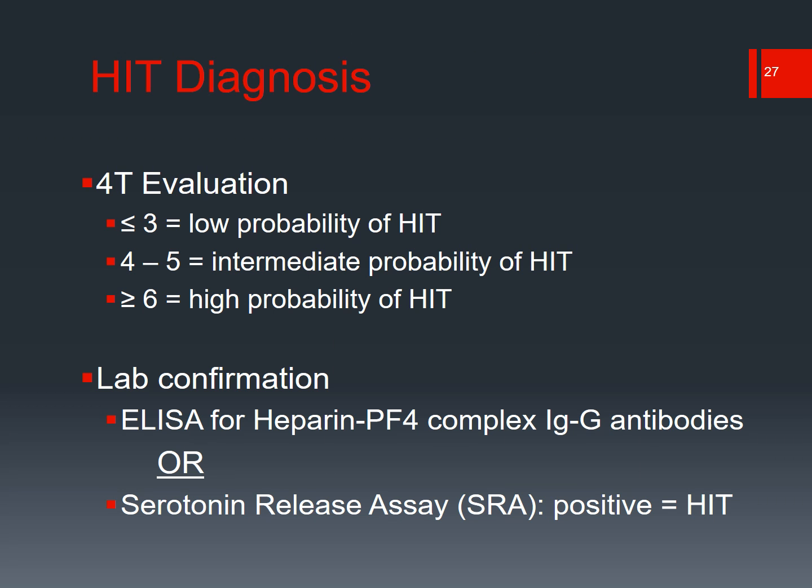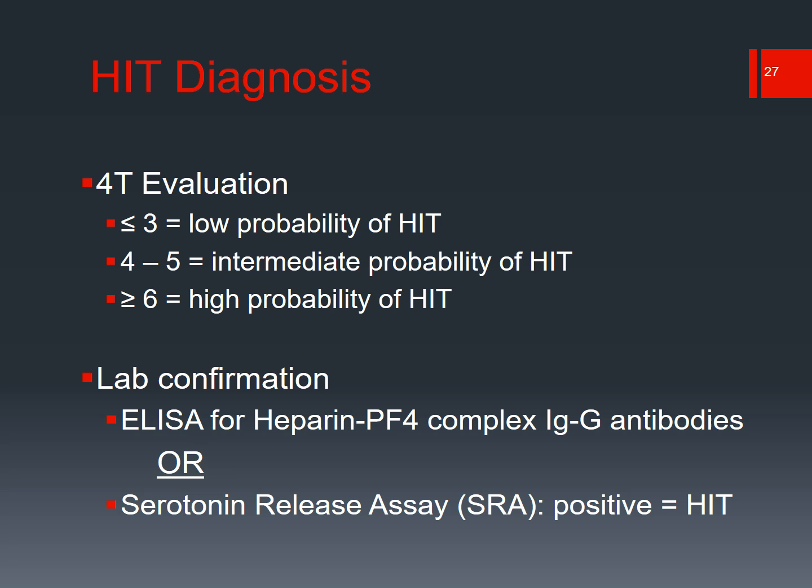If we want to confirm our 4T score, we could use laboratory confirmation. That would be either an ELISA for that complex. So that would be an IgG antibody. It's evaluating antibodies related to the heparin-PF4 complex IgG. And we could also use serotonin release assay.